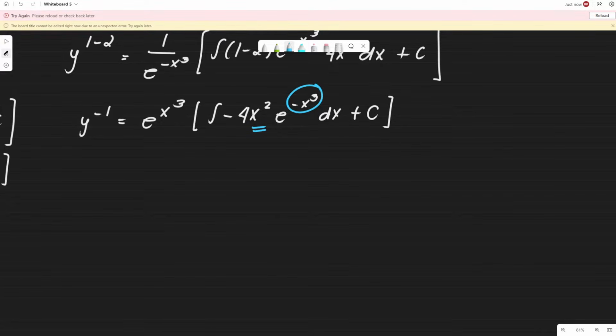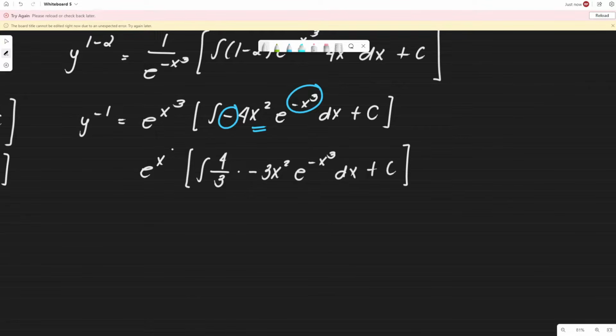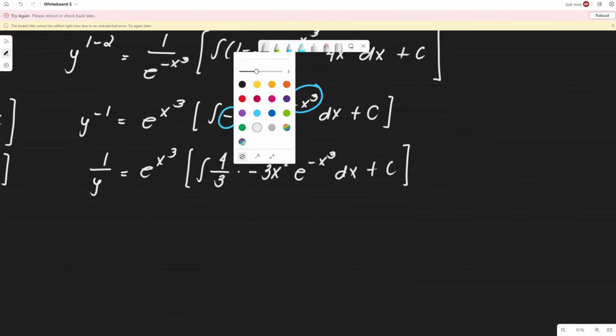So, we just need the 3, yung ating 3 kasi may negative pa tayo, no? So we also have the negative. So what we can do is we have the integral of 4 over 3 times negative 3x squared e raised to negative 3x cubed dx. Okay, so it is already in the form of e^u du, no? So plus c, then wag natin kakalimutan tong e raised to x cubed, 1 over y. Ayan. So, we can now evaluate the integral.